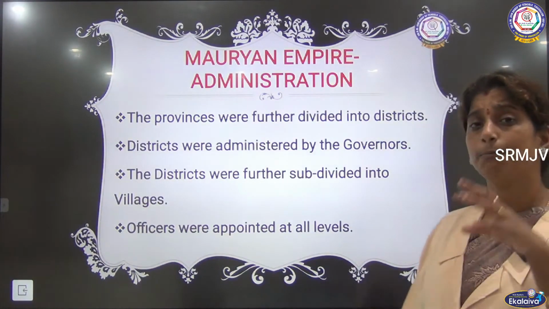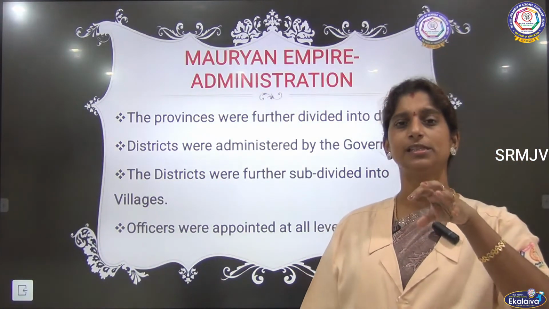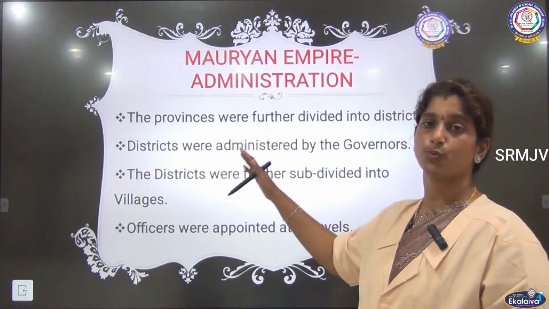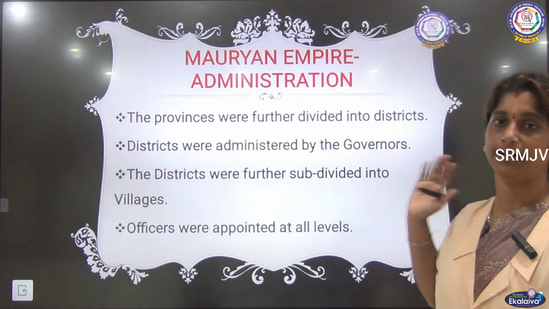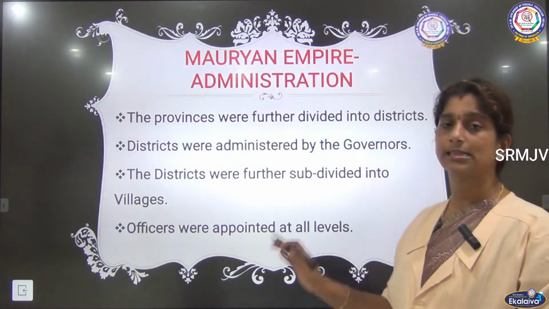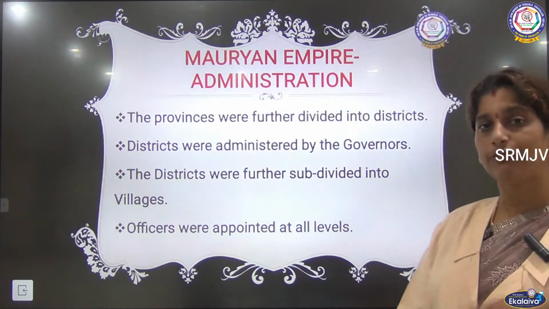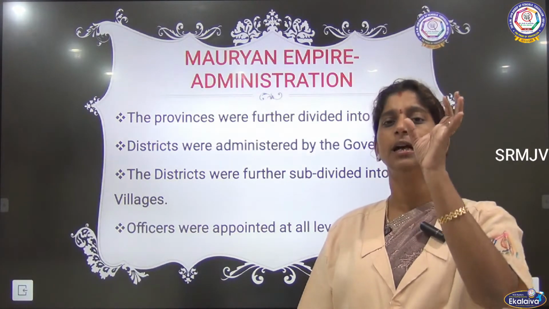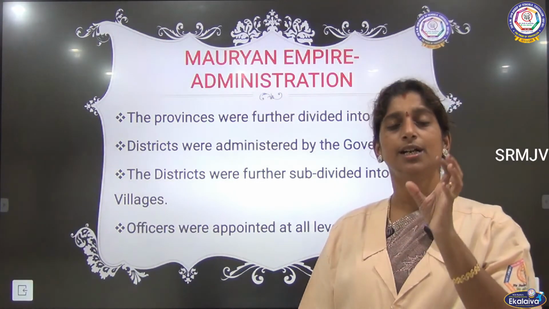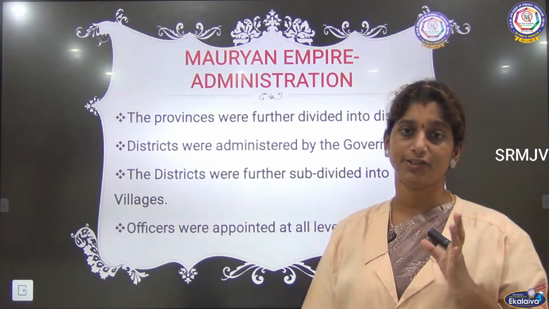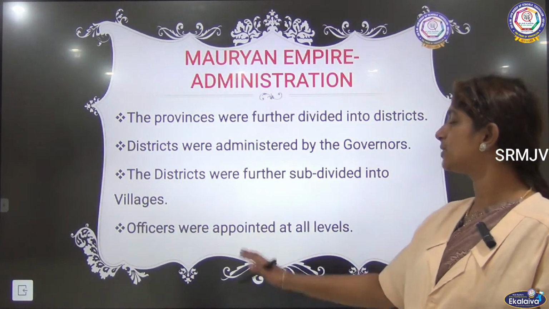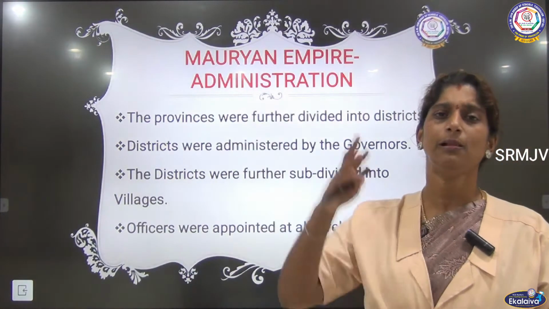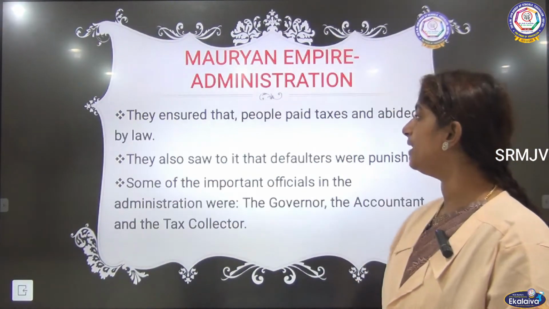Now, the empire was divided into provinces, and provinces were divided into districts. Each district had a head called a governor. The districts were further subdivided into villages. So there were four divisions: the empire was divided into provinces, provinces into districts, and districts into villages. Officers were appointed at all levels, from the village level up to the empire level.